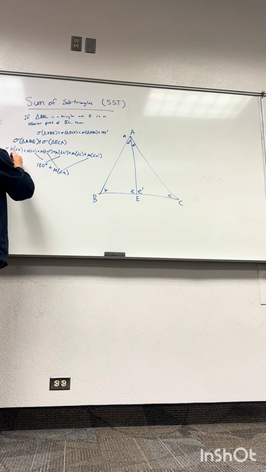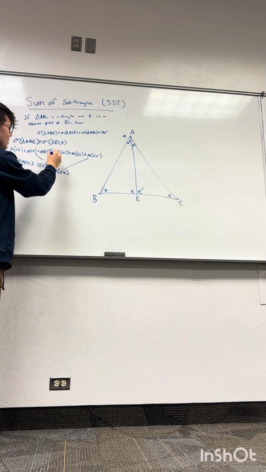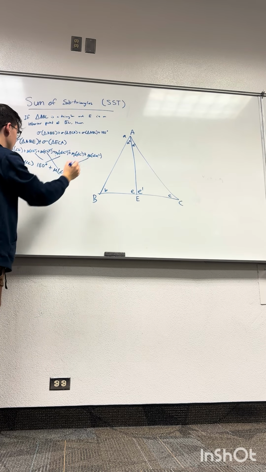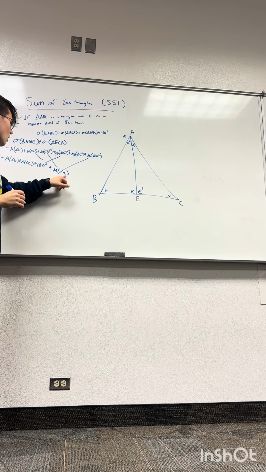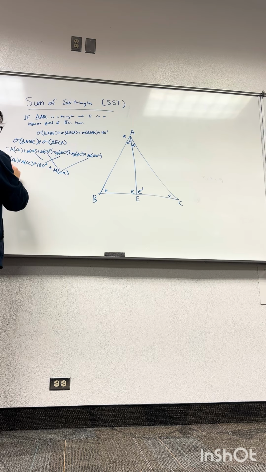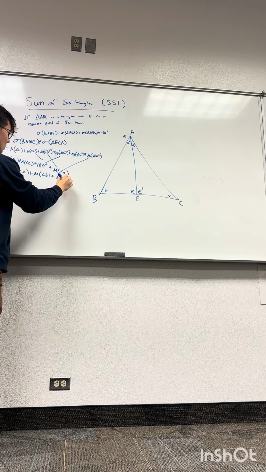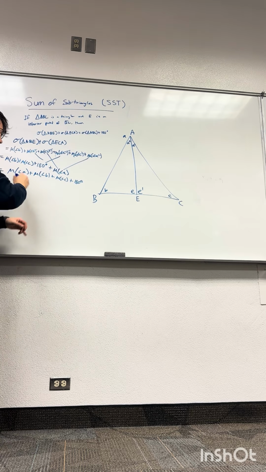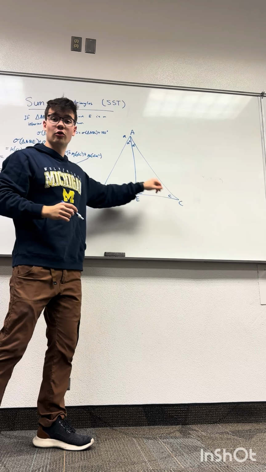So then we have angle measure of B plus angle measure of C, and then this has been combined, that's been combined, and so on. So we just have angle measure of B plus angle measure of C plus 180 plus angle measure of A. Well, if we bring this angle measure of A over here, we can see that these are just the three angle measures of our original triangle.